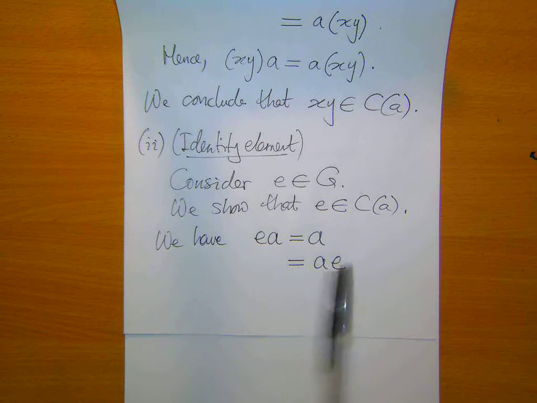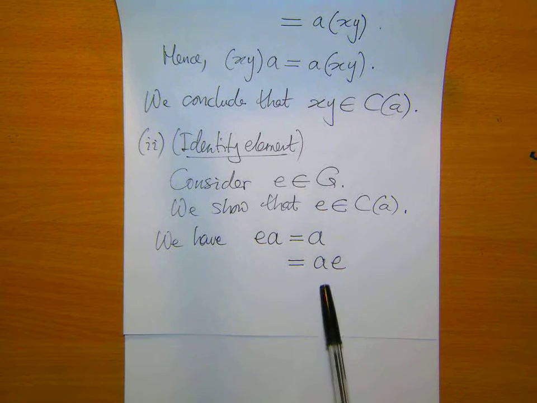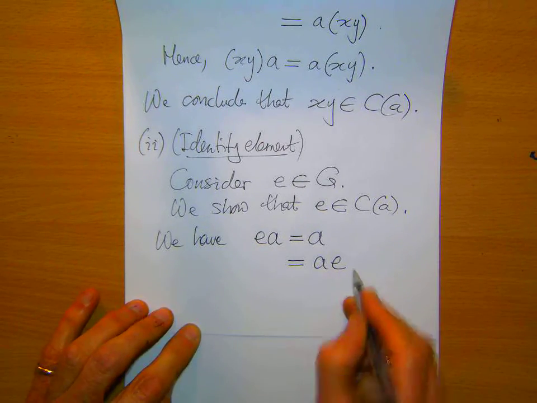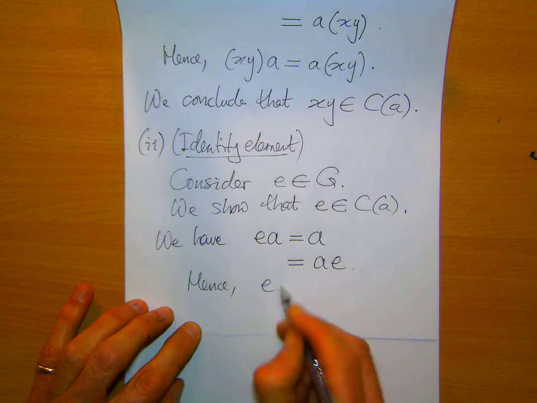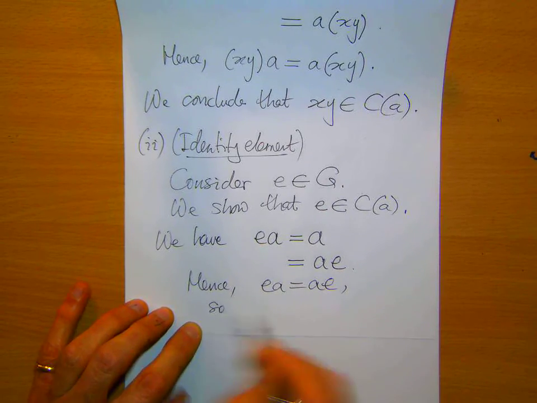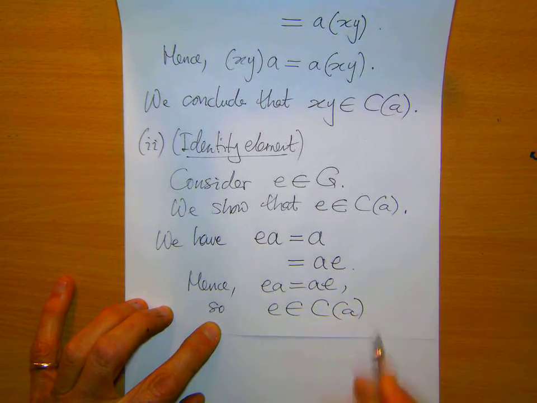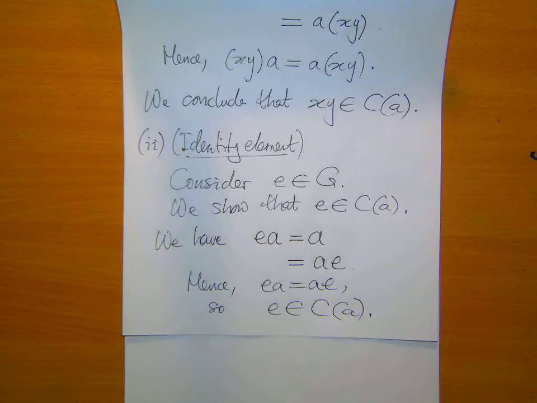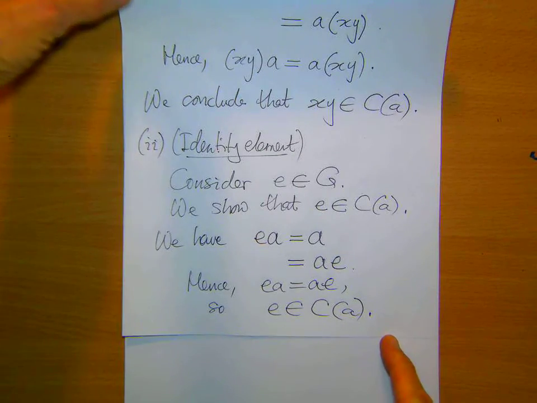So eA is A because e is an identity on the left, and A is equal to A because e is an identity on the right. It's a two-sided identity element. So that's just purely a property of the identity element. So notice we're using the various properties of G being a group. We've used associativity, we've used the fact that it's got an identity element, and the properties of the identity element. So e is in C of A, which is good.